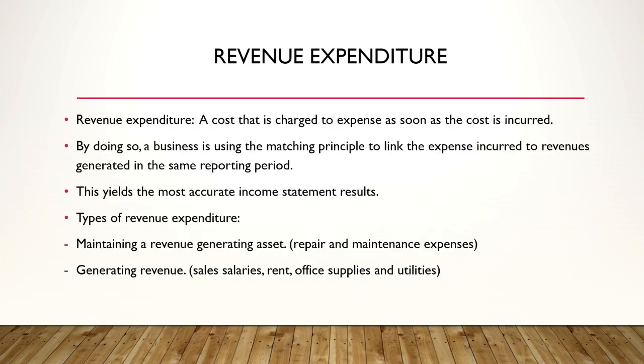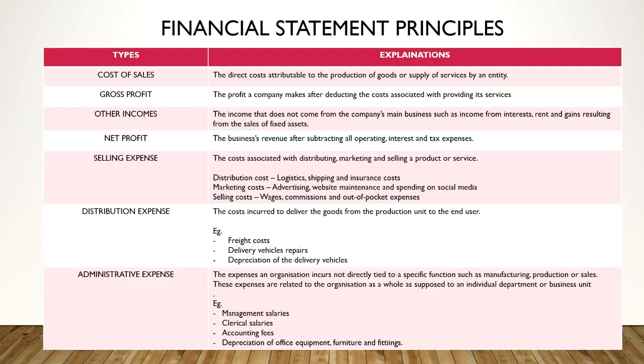Revenue expenditure. Revenue expenditures are the costs that are charged to expense as soon as the cost is incurred. By doing so, a business is using the matching principle to link the expense incurred to revenue generated in the same reporting period. This yields the most accurate income statement results. The types of revenue expenditure are maintaining a revenue generating asset, which is the repair and maintenance expense, while generating revenues such as sales, salaries, rent, office supplies, and utilities.